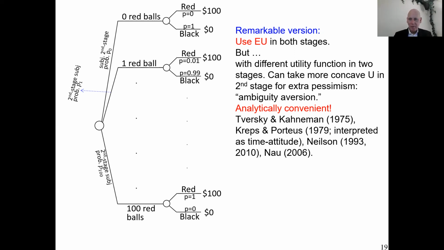So that's remarkable. Yeah, and Krebs and Porteus, 1979, is a well-known famous paper, although they interpret this as time attitude. They wanted to capture time attitude rather than ambiguity or anything, but they use the same mathematical formula. Several other authors use it. The name for this model is recursive expected utility.